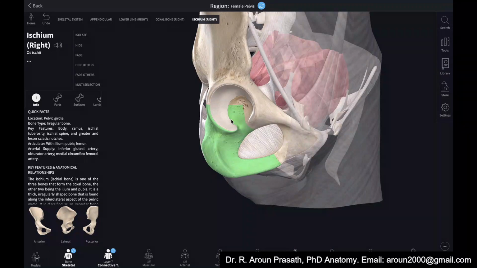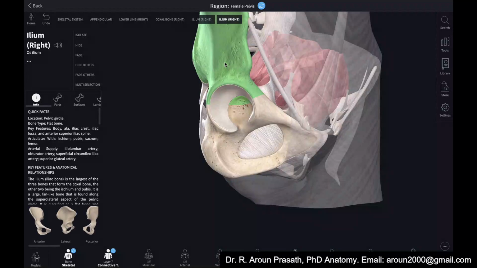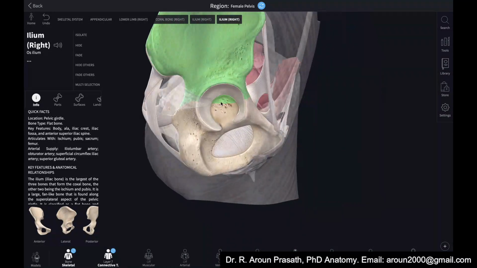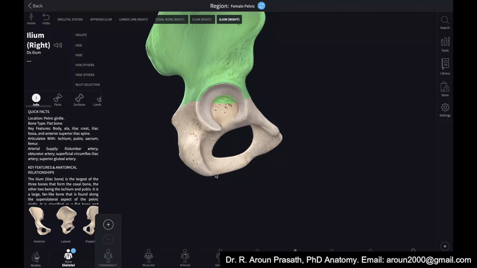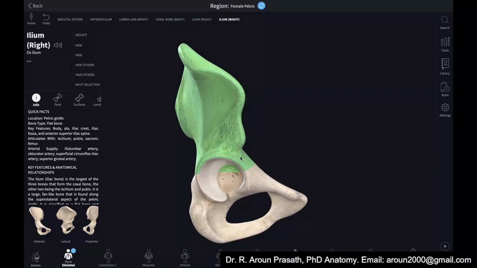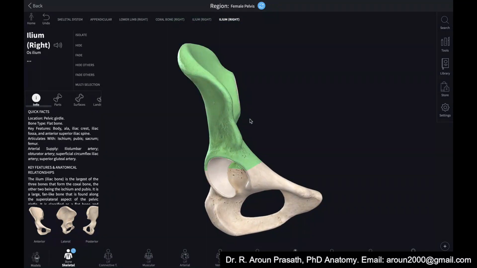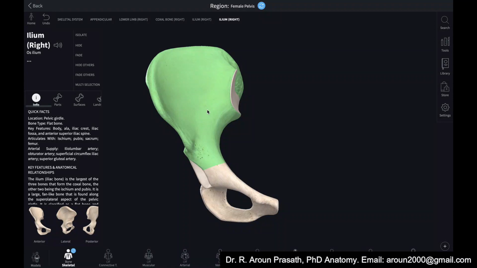So just know that this bone is the ischium bone, this is the pubis bone, and this is the ilium bone. Now these three bones unite together to form the acetabular cavity. That's the socket of the hip joint. And now I am going to explain the various parts of this ilium bone.